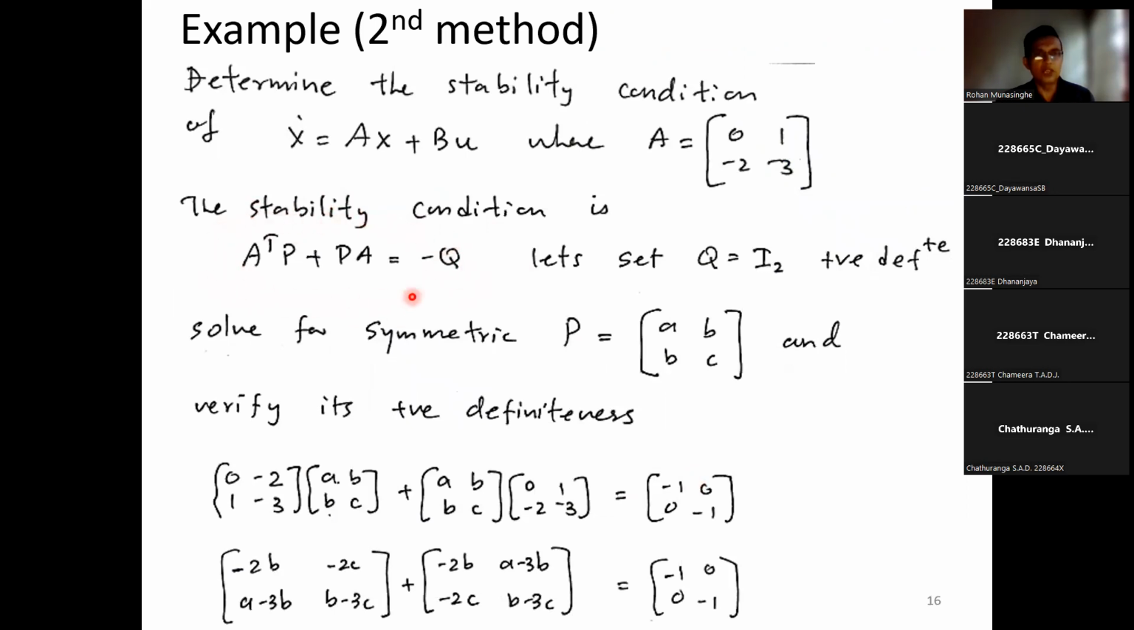When you satisfy this condition with positive P and positive Q, what you prove is that A transpose P plus PA is negative definite. It's negative, which means the rate of change of energy of the plant is negative, so therefore the plant is stable. That's how you use the second method of Lyapunov, which is a little bit more mathematically elegant than the first method.